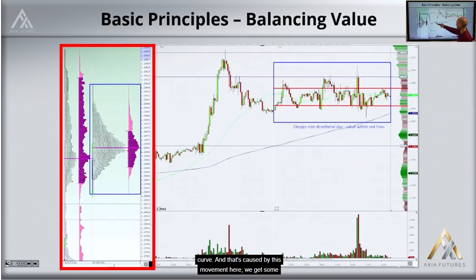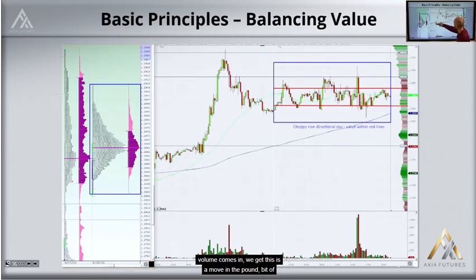And that's caused by this movement here. We get some volume comes in, this is a move in the pound. Bit of volume drives the market up, and then we come back off. And this is the thing, we're not establishing value, say, much higher after a directional move. This move doesn't sustain itself, and so we end up pulling back quite significantly, which is why you end up with this sort of very, very wide value area. The market is traded up and down in quite a wide range.